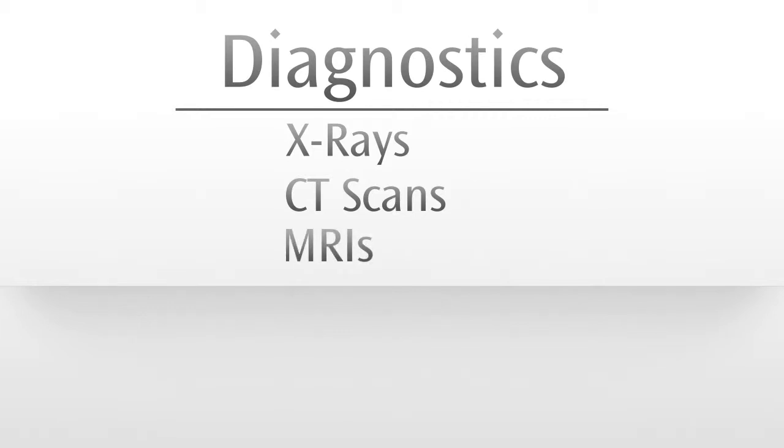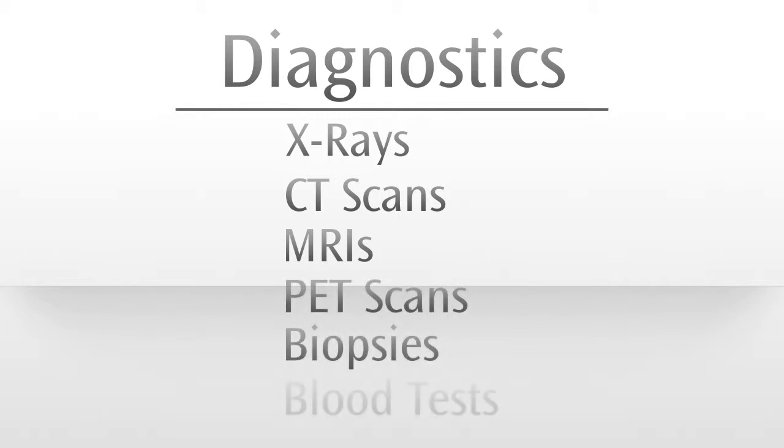magnetic resonance imaging, or MRIs, positron emission tomography, or PET scans, biopsies, and blood tests. These diagnostic tests help your oncologist confirm the type, location, and stage or progression of your disease.